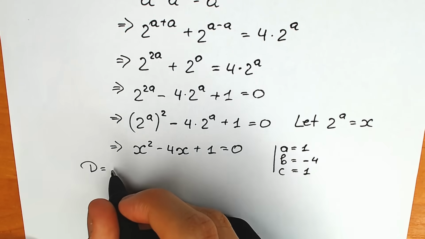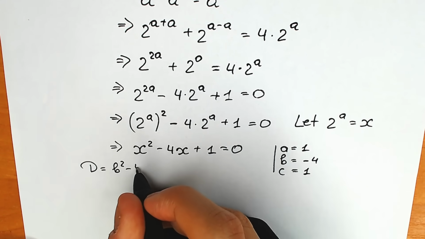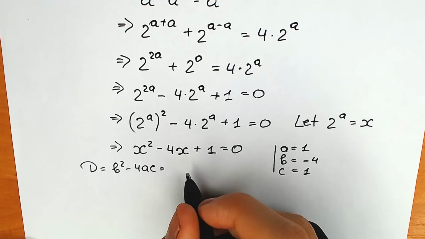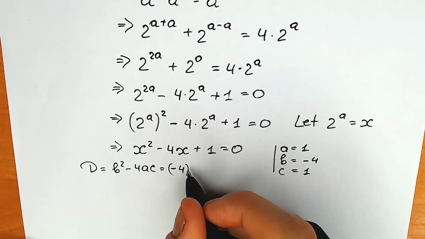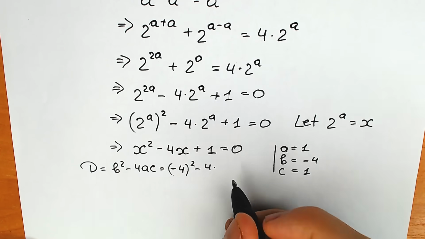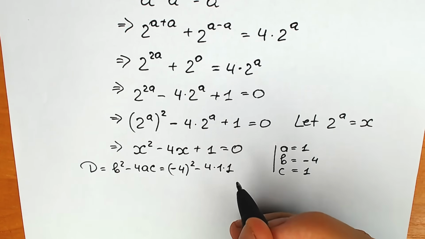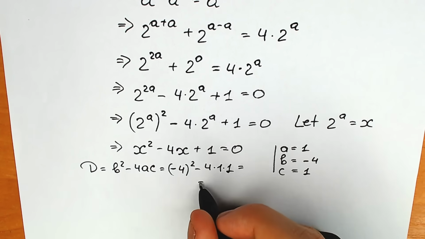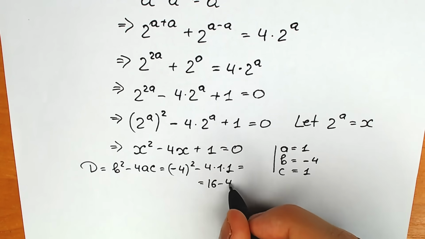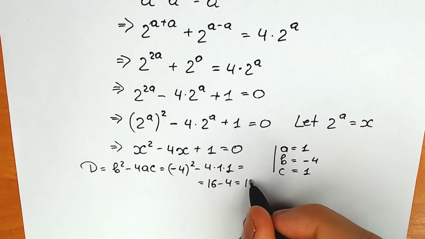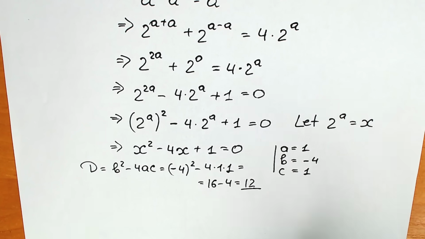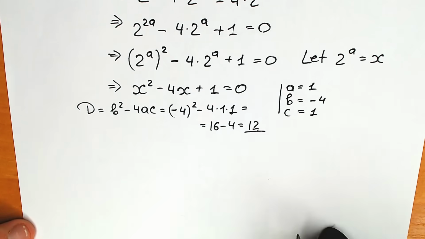So the discriminant equals b squared minus 4ac, equals minus 4 squared minus 4 times a times 1 and times c times 1. As a result, the discriminant is equal to 16 minus 4 equals 12. So our discriminant is equal to 12. So right now, let's plug in the discriminant in our known formula.